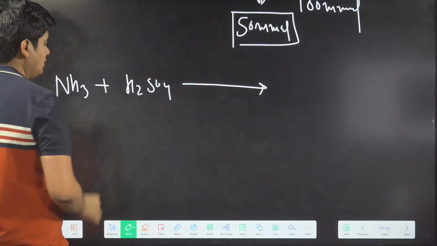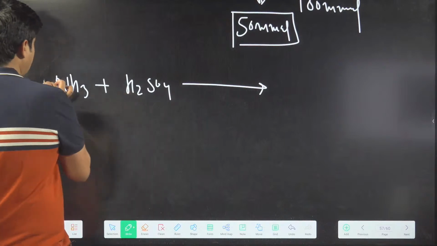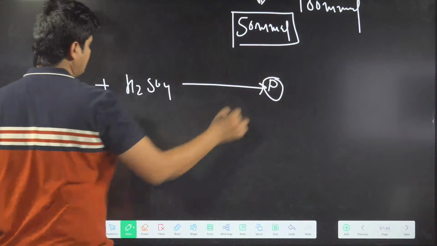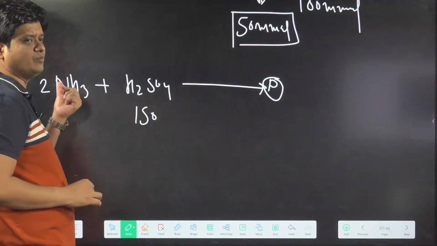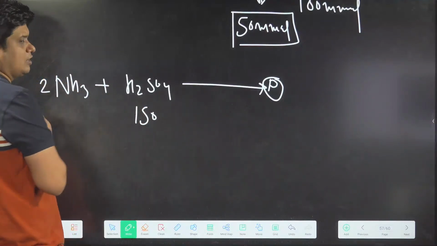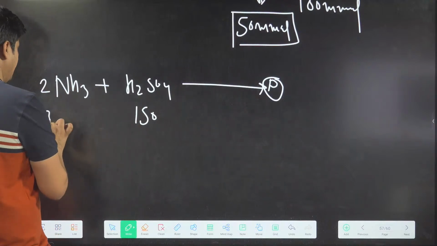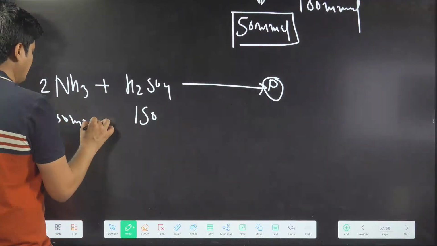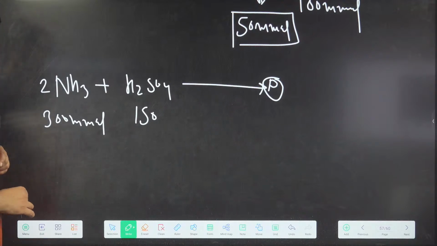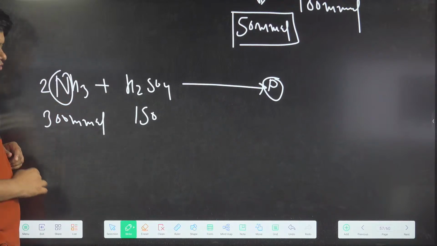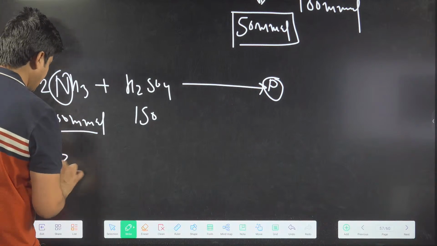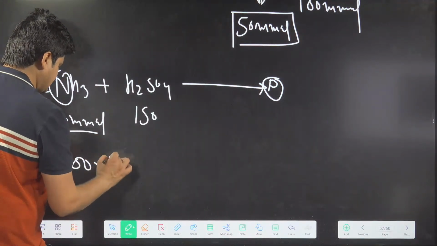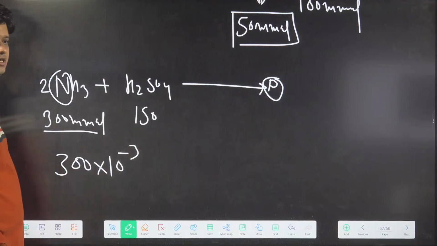This is their balanced reaction. 1 H2SO4 reacts with 2 ammonia, product ammonium sulfate. So 150 millimoles of sulfuric acid is actually reacting with ammonia, na? 1 reacting, so 2 ammonia; 150, so 300 ammonia. It means 300 millimoles of NH3 is there. 1 NH3 has 1 nitrogen, so 300 millimoles has exactly the same nitrogen. So 300 into 10 power minus 3 mole of nitrogen is there.